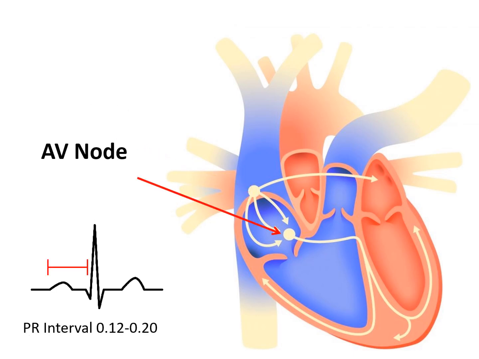After traveling through the atria, the electrical impulse will reach the AV node, also called the atrioventricular node. At the AV node, the impulse will pause, causing a normal PR interval of 0.12 to 0.20 seconds. This pause allows blood to fill the ventricles from the atria.